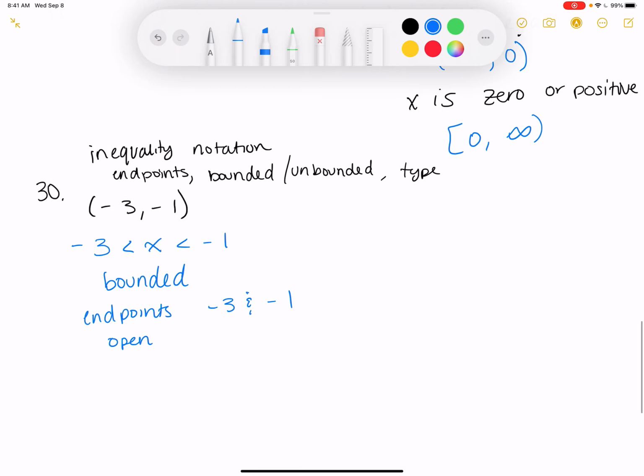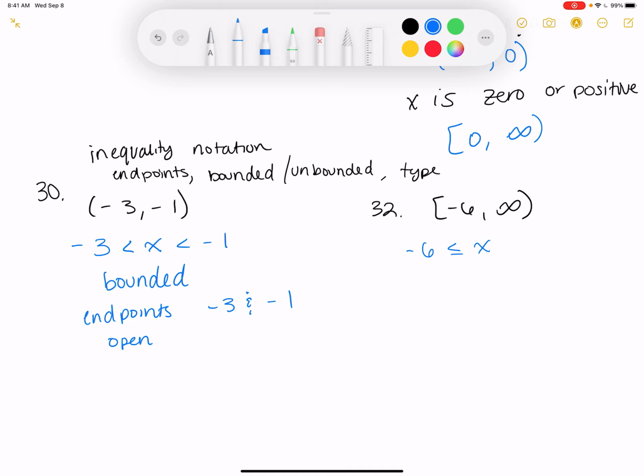So looking at one other one, 32, we got -6 to infinity. So what would my inequality notation be for this? Okay, so -6 is less than or equal to x. You don't need to put the infinity, technically. You don't need to have the infinity, do you? Yeah, so it doesn't matter.